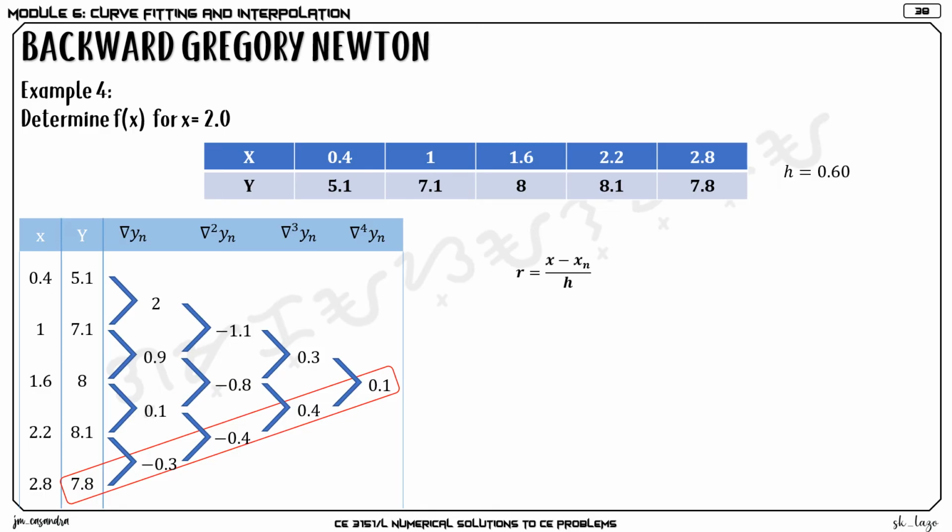For our r, we compute this as x minus x sub n over h, and that is now equal to 2 minus 2.8 divided by 0.6, giving us a value of negative 4 over 3. In this case, we are basing our computation of r on the last point of our data set, wherein x sub n is equal to 2.8 with an equivalent y sub n of 7.8.